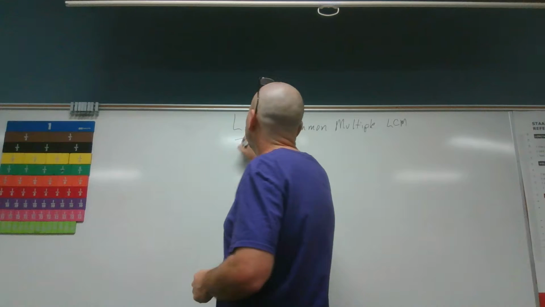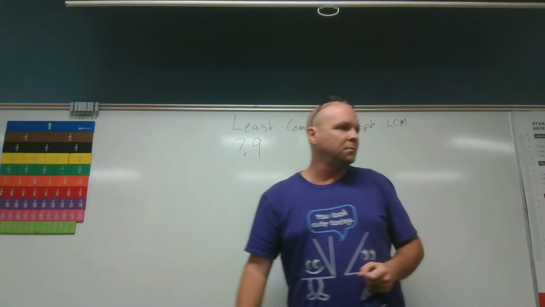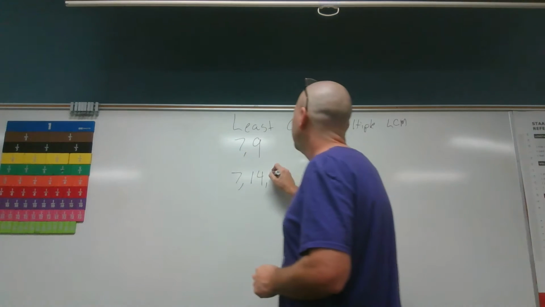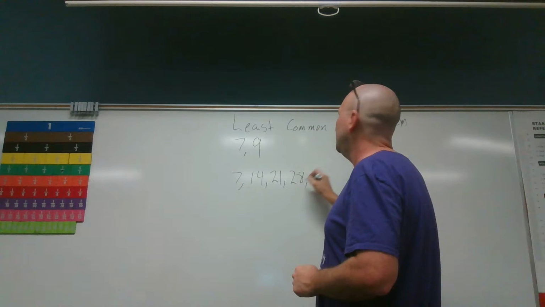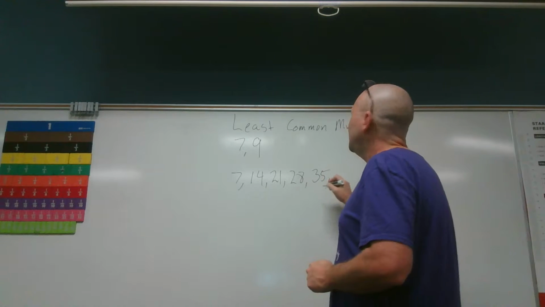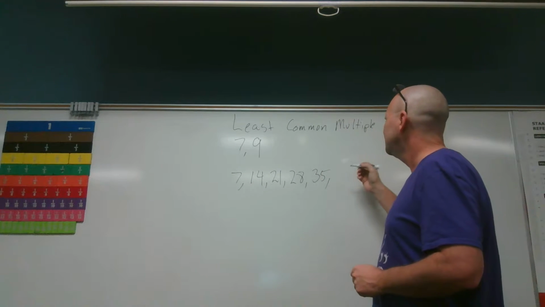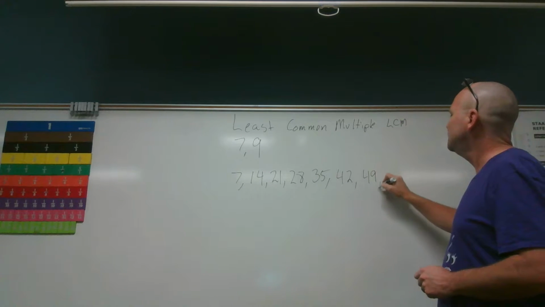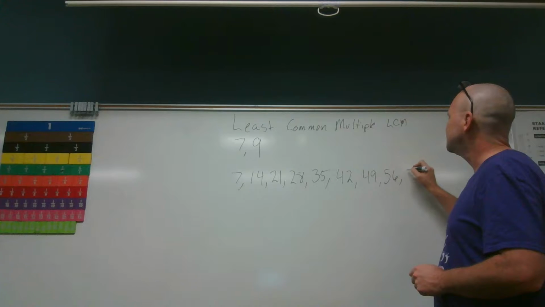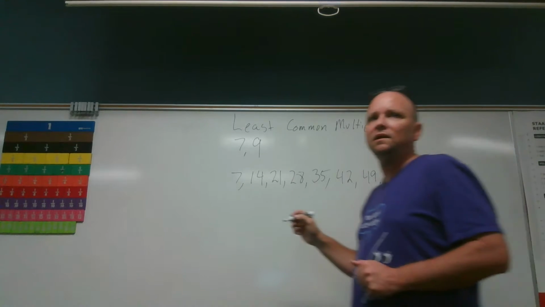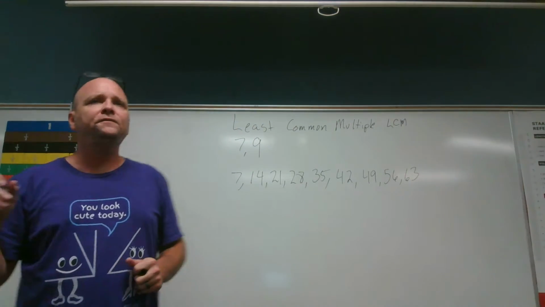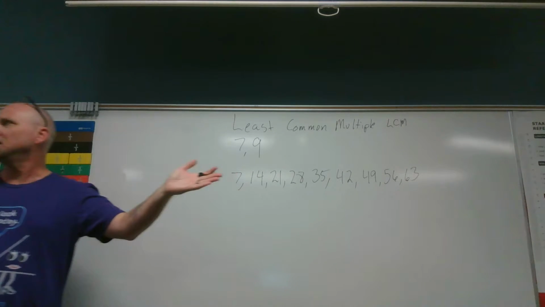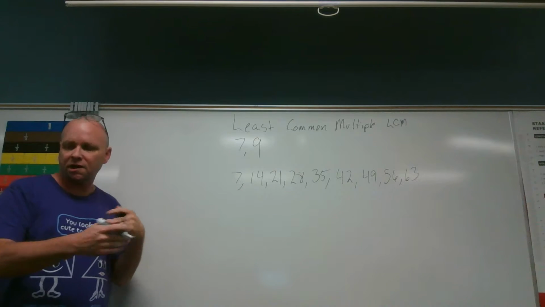So, 7 and 9. We list our multiples of 7 and 9. 7, 14, 21, 28, 35, 42, 49, 56, 63. Now, because I know my multiples, a lot of these I could do in my head, or I could use my multiplication chart.